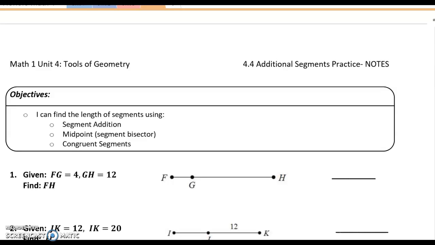All right, let's start the 4.4 notes. And in this lesson, you will find the lengths of segments using either segment addition, midpoint, or congruent segments.